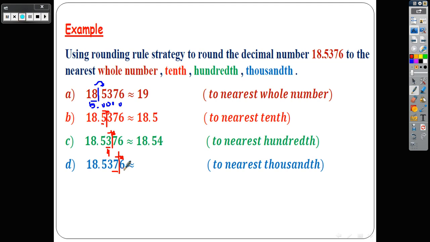6, I say 5 or more, so 6 is more. You add 1 to 7, it will be 8. So the answer is 18.538. So to the nearest thousandth, it will be 18.538.